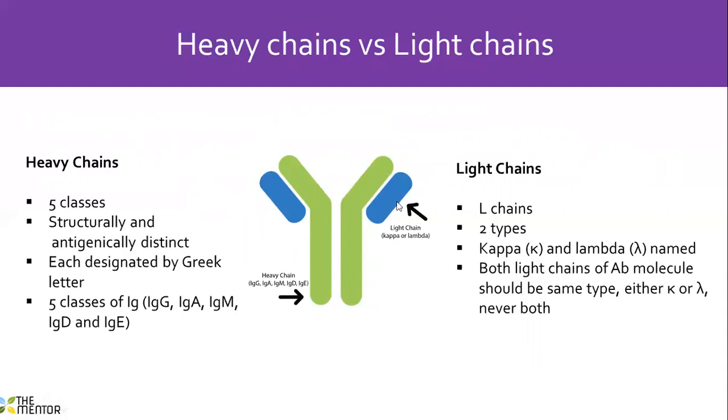But you can only have one type in a single immunoglobulin. We have the kappa type of light chain, and we also have lambda. You cannot have both at the same time. You only have either: you can have a kappa light chain in an immunoglobulin, or you can have lambda. So those are the 2 types.